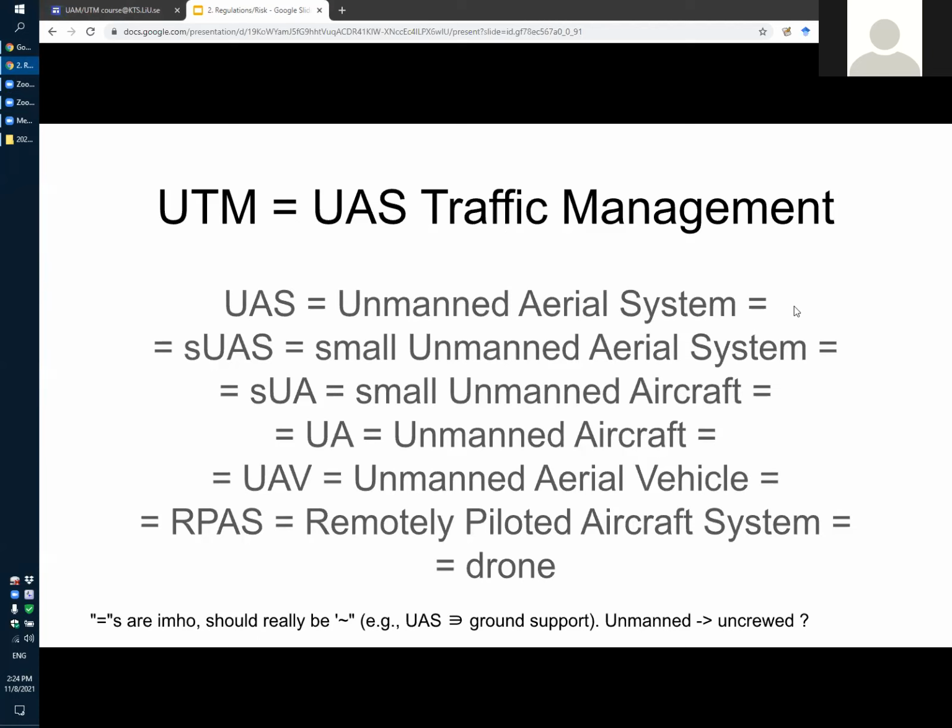So, just to look at one particular abbreviation, UTM is of course important. If you look at the definition, it's UAS traffic management. And UAS is an abbreviation itself, which is unmanned aerial system. There are also other abbreviations like small unmanned aerial system, small unmanned aircraft, just unmanned aircraft, unmanned aerial vehicle, UAV. We used to use this term a lot, and it's still used. Remotely piloted aircraft system, RPAS. There are many documents that use RPAS for remotely piloted systems, and so on.